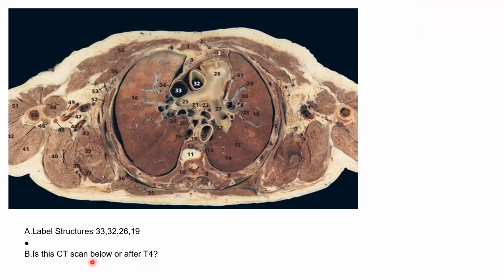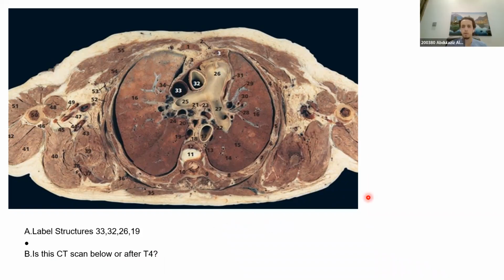Is this scan below or after T4? It's after T4 because we have the bifurcation of the trachea in number 24 and number 23. Great job, Ghaida. Yeah, thank you.